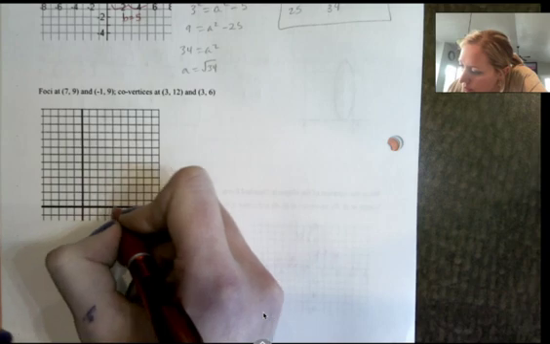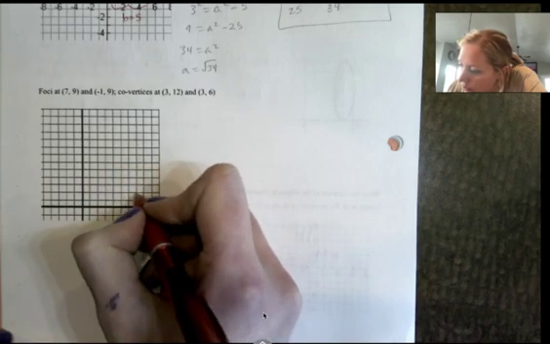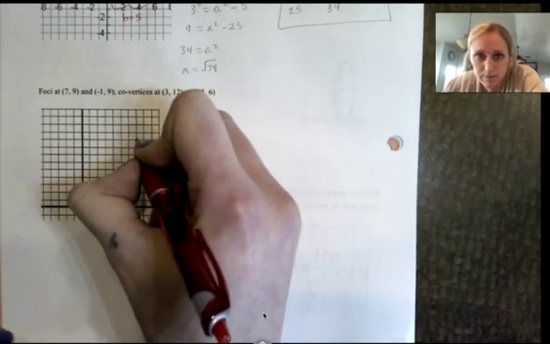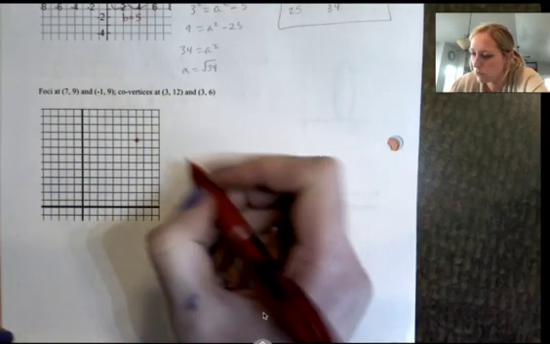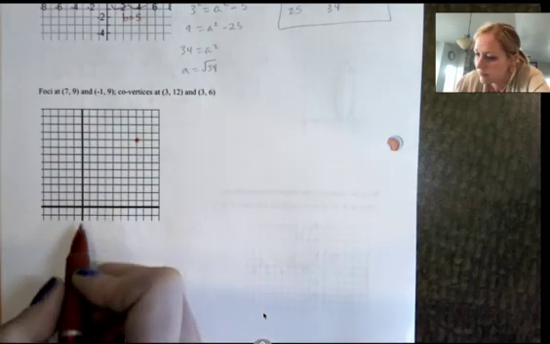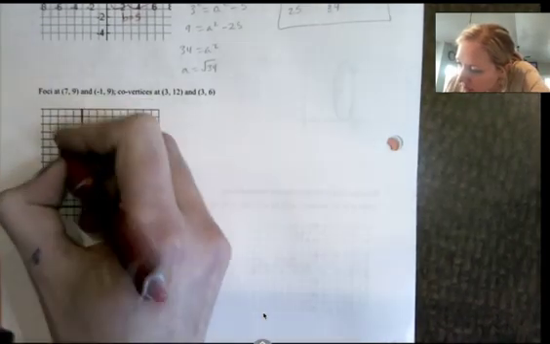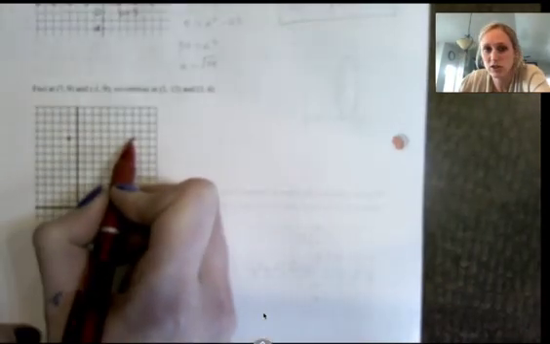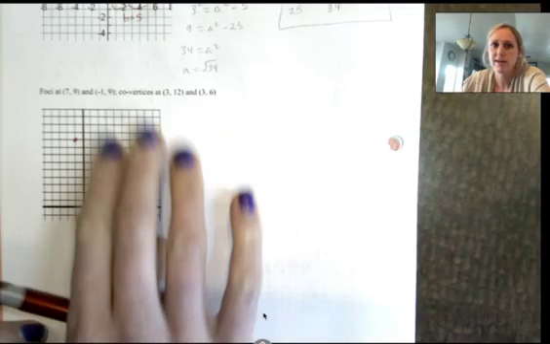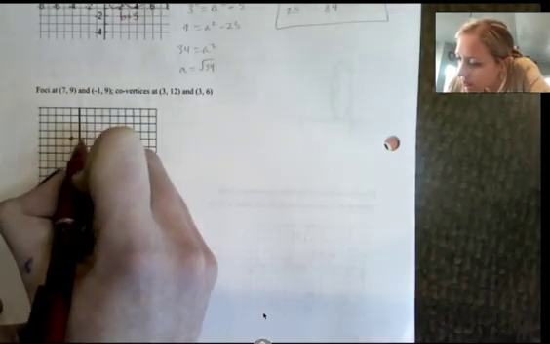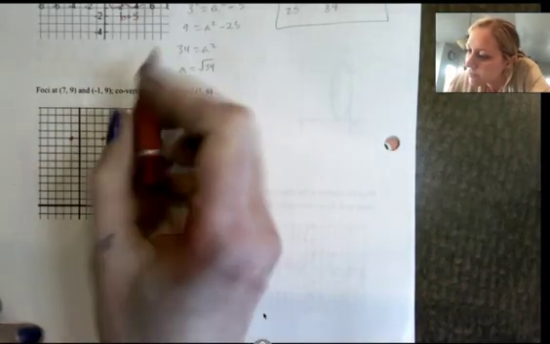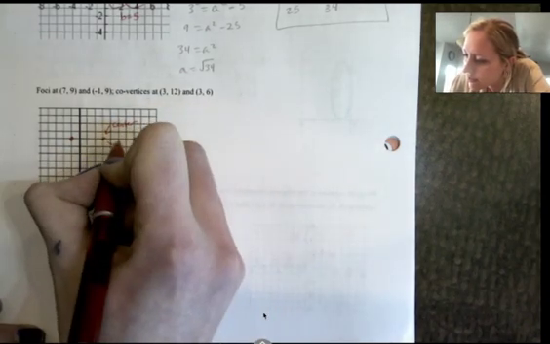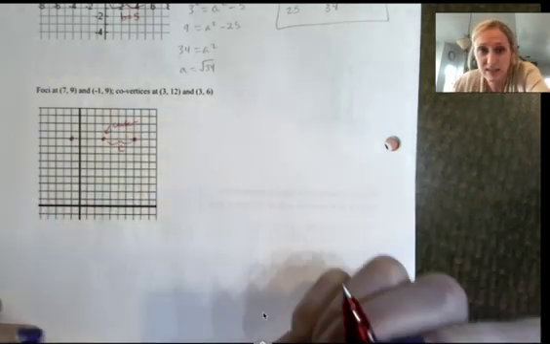So 1, 2, 3, 4, 5, 6, 7. 1, 2, 3, 4, 5, 6, 7, 8, 9. And negative 1, 9. Negative 1, up at 9. Okay, these are the foci. So halfway between the foci is our center. So these are 8 apart. So if I come in 1, 2, 3, 4, this is our center. And then this distance from the center to the foci is C.